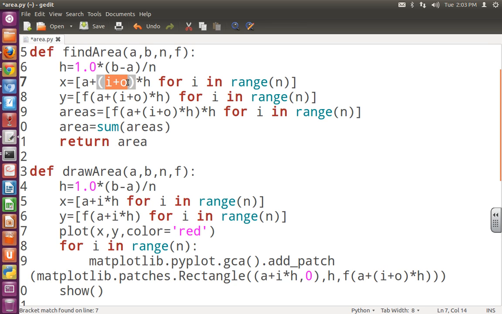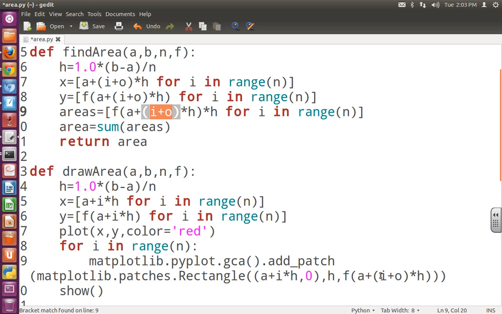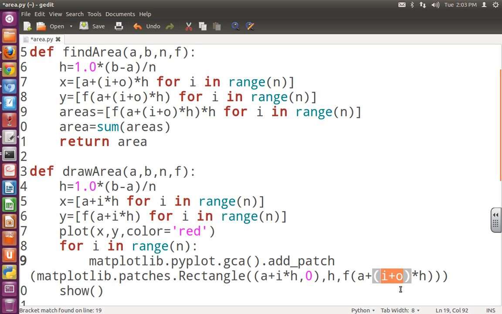I put in I plus O in parentheses, in each of the four places. That's it. Those 4 changes.